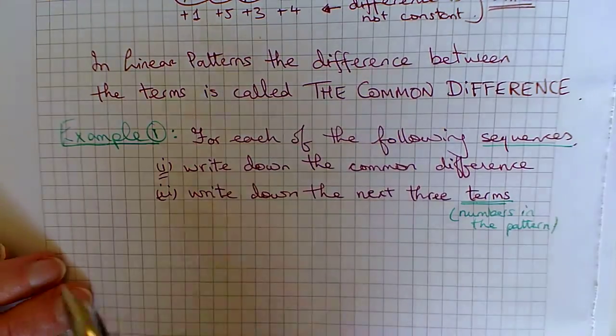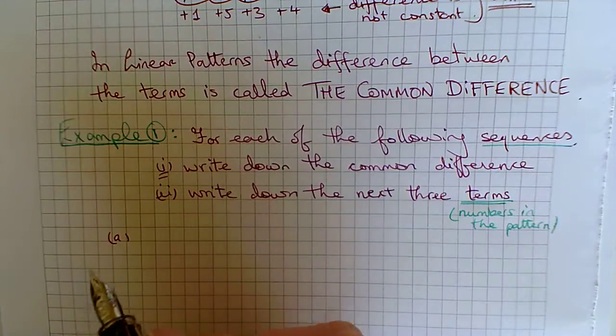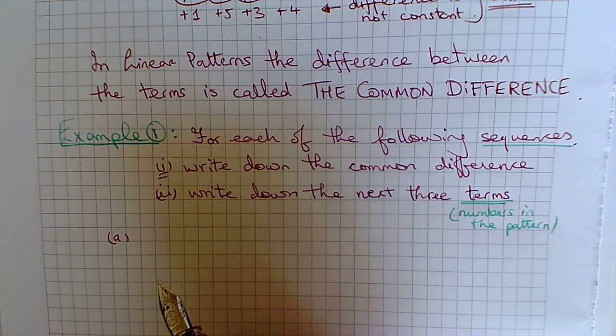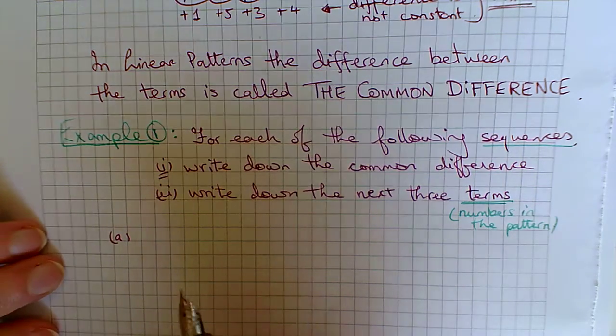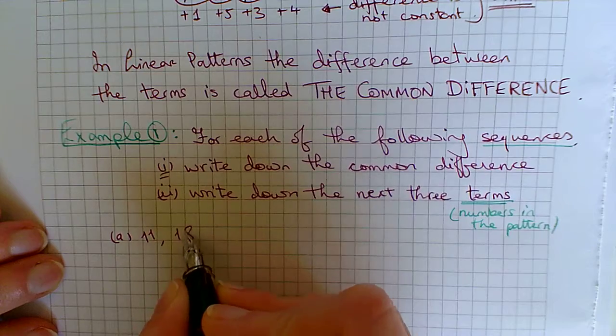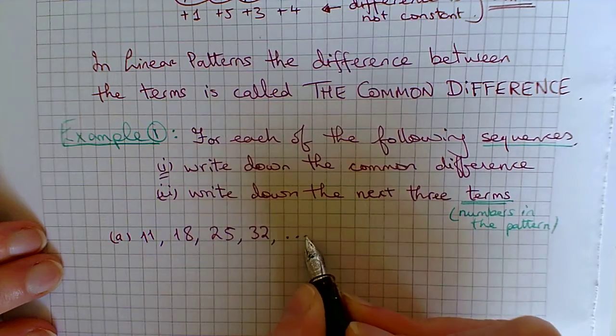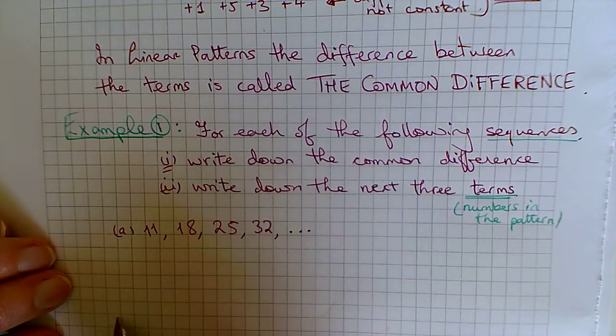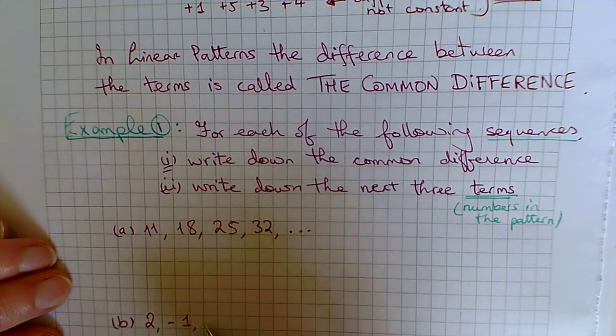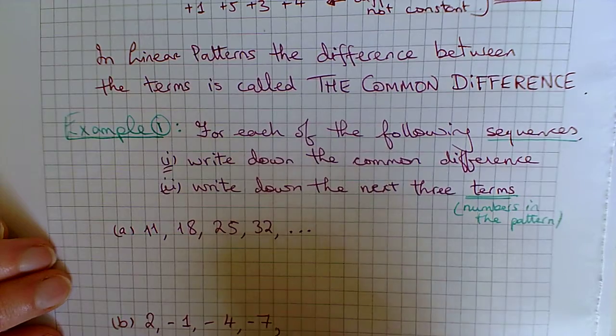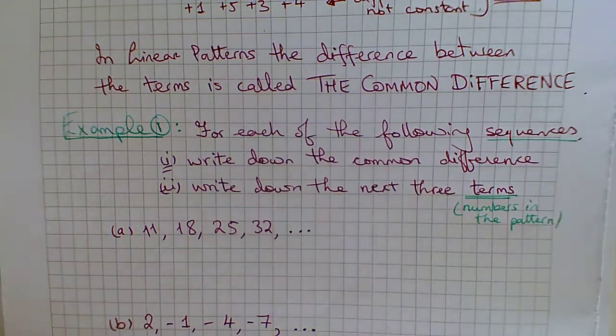So the first one, part A, is going to be this pattern. I'm just going to use the one that's in the book. 11, 18, 25, 32. And these three dots indicate that that pattern is going to keep going on. Part B, we've got the pattern 2, -1, -4, -7, and the three dots indicate that the pattern is going to keep going on. So I've been asked to work out what the common difference is.